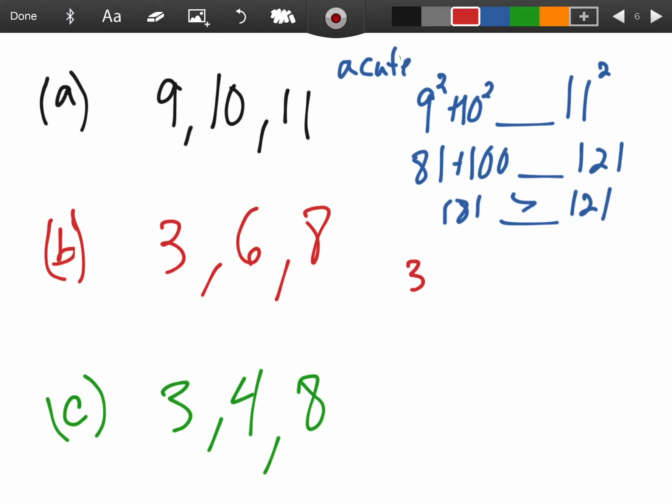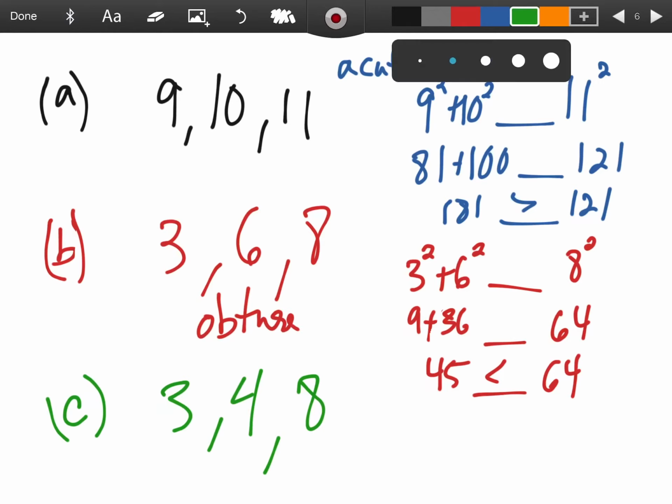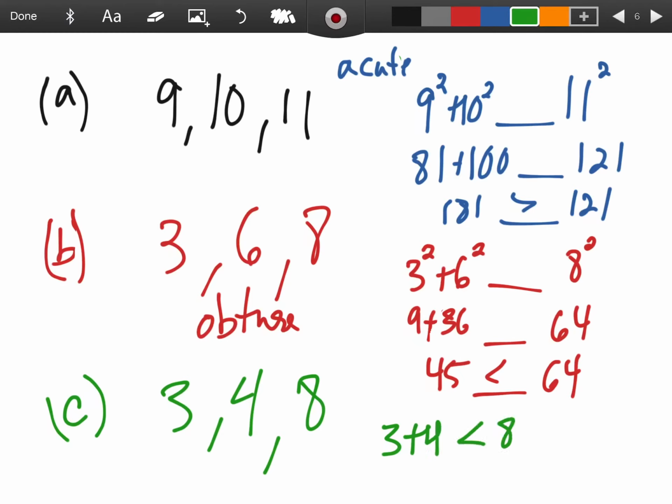For the next one, 3 squared plus 6 squared, relationship to 8 squared. We get 9 plus 36, I got ahead of myself. And what is that relationship to 64? Well, we get 45 is less than 64. 45 is less than 64, so this is going to be an obtuse triangle. And lastly, for 3, 4, and 8, don't get tripped up. 3 plus 4 is less than 8, meaning this is no triangle. We can't make a triangle out of that.